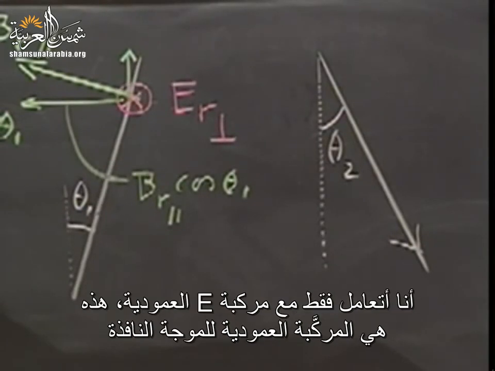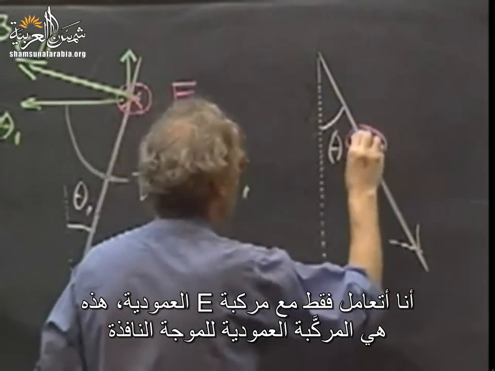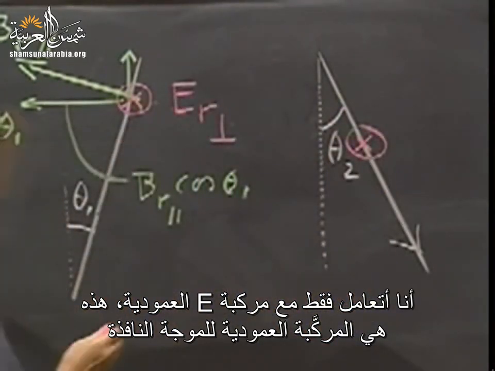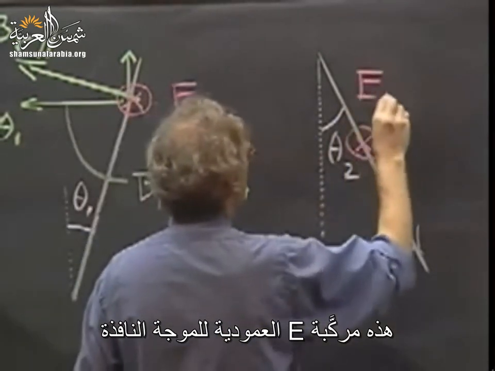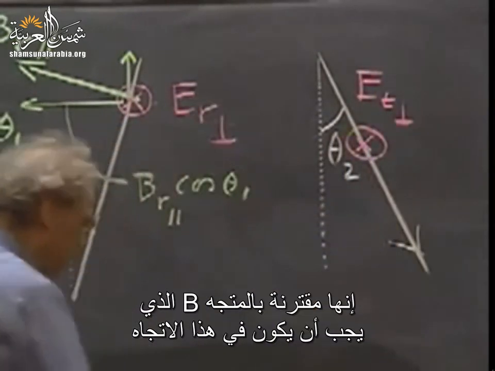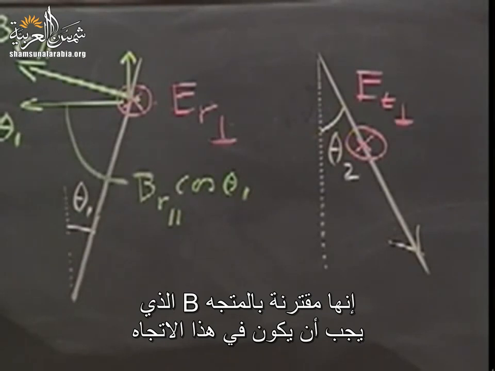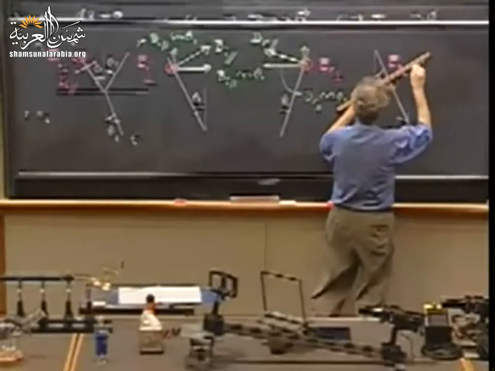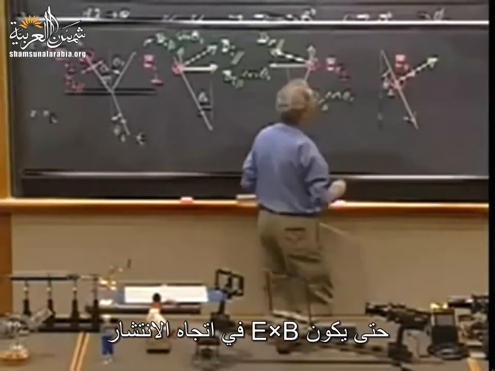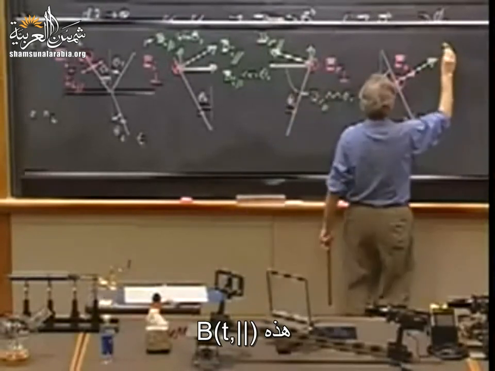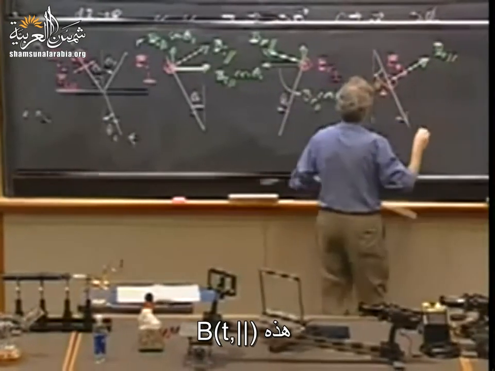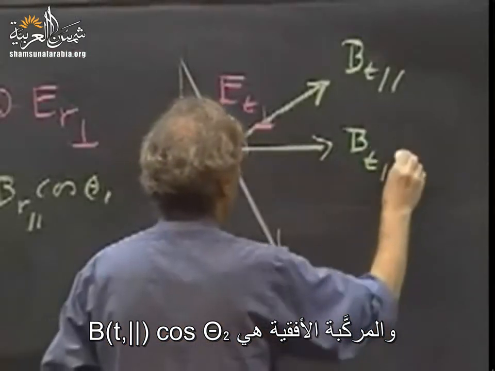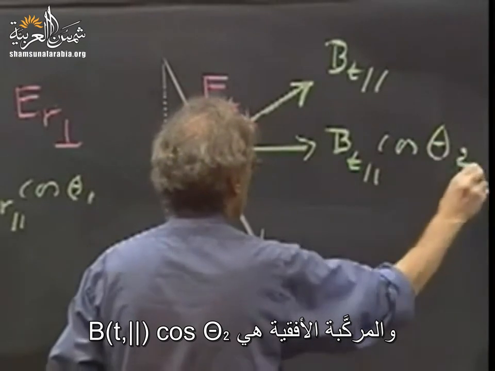Electromagnetic radiation. I'm only dealing with E perpendicular. So this is the E perpendicular component of the transmitted wave. This is E transmitted perpendicular. It is married to a B vector. And that B vector must be in this direction, to make sure that E cross B is in the direction of propagation. So this is B transmitted parallel, and the horizontal component is then B transmitted parallel times the cosine of theta 2.